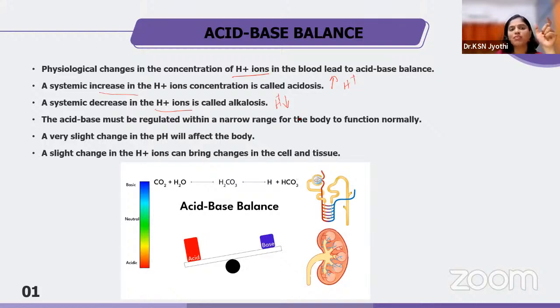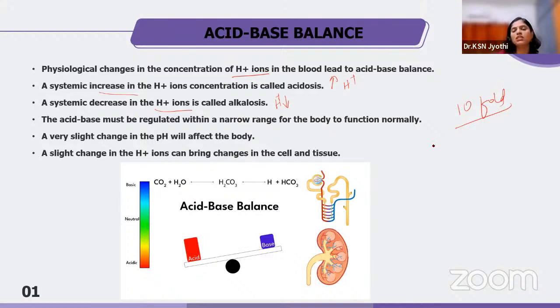So this acid-base range is very narrowly maintained. Even if there is a 1 point change in the pH, there will be a 10-fold change in the H plus ion concentration. So even that slight change in the pH will adversely affect our body. So we have to be very careful. Now, our systems are designed in such a way that they can take care of this. We will talk about what measures the body takes to maintain this. So understand that even a slight change in the H plus ion can bring changes in the cells and the tissues. So how does it do that?